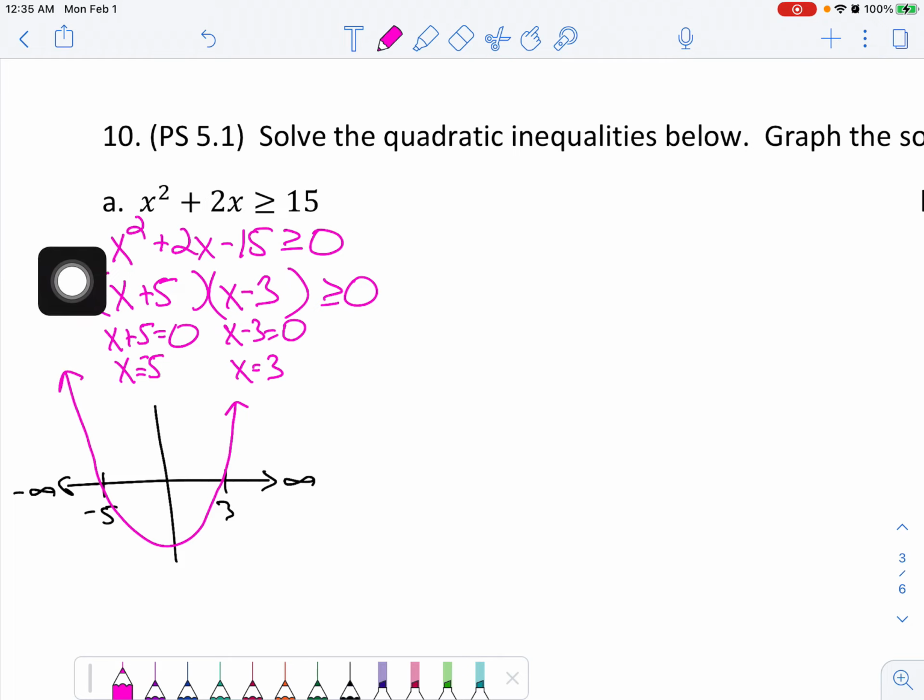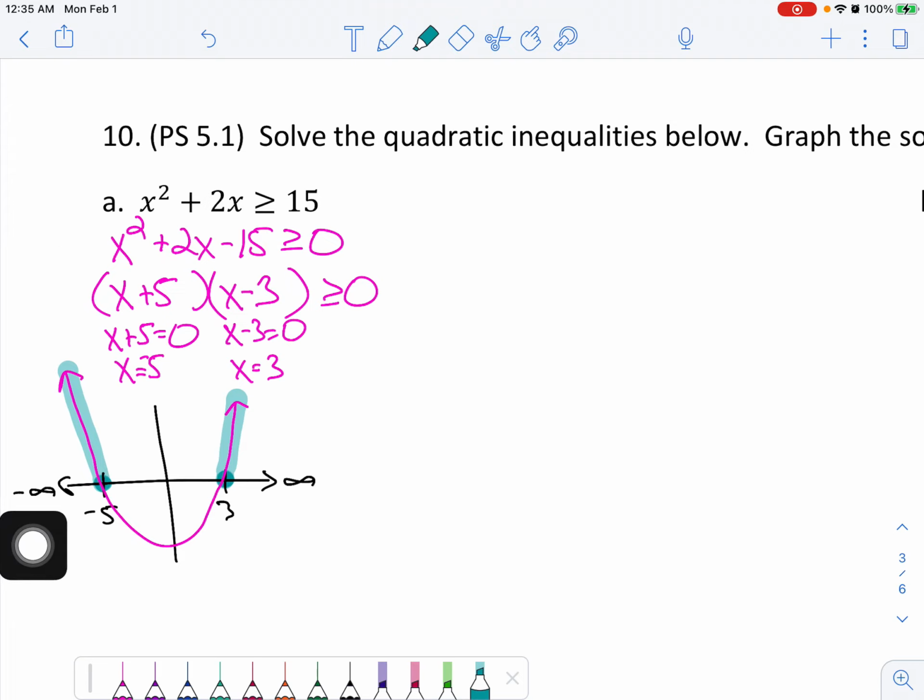So there's my little parabola. And I want to know when this parabola is greater than or equal to 0. So I'm looking for anything above the x-axis, which would be greater than 0, or any numbers on the x-axis themselves. So those intercepts I actually want to include.